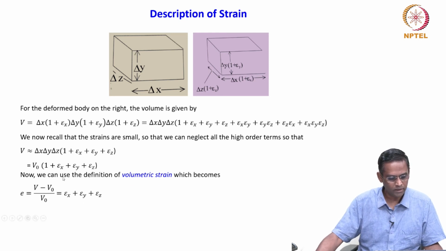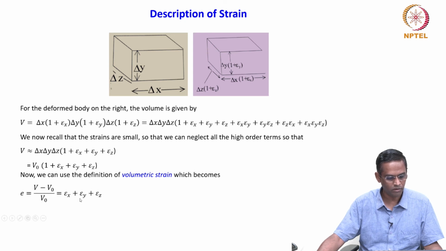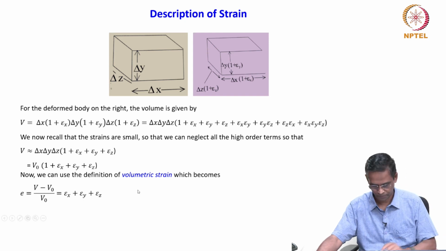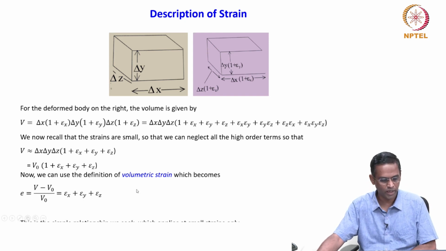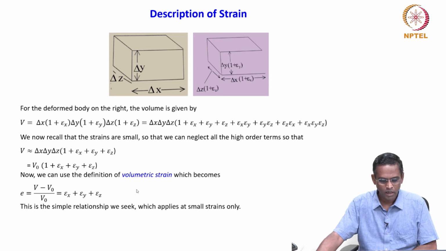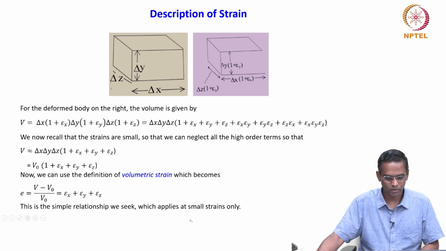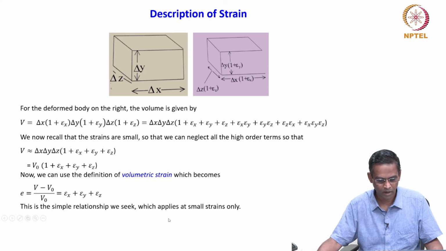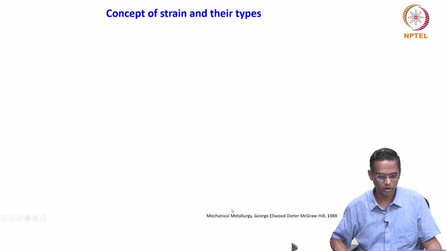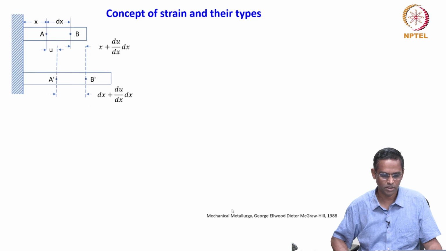So this is a kind of definition of volumetric strain, which becomes small e is equal to capital V minus V naught divided by V naught, which is equal to epsilon x plus epsilon y plus epsilon z. Okay. So this is the volumetric strain. And what we have to remember is these relationships are all applied at small strains only. Okay. We are talking about elastic strain, but even there it is a small strain.